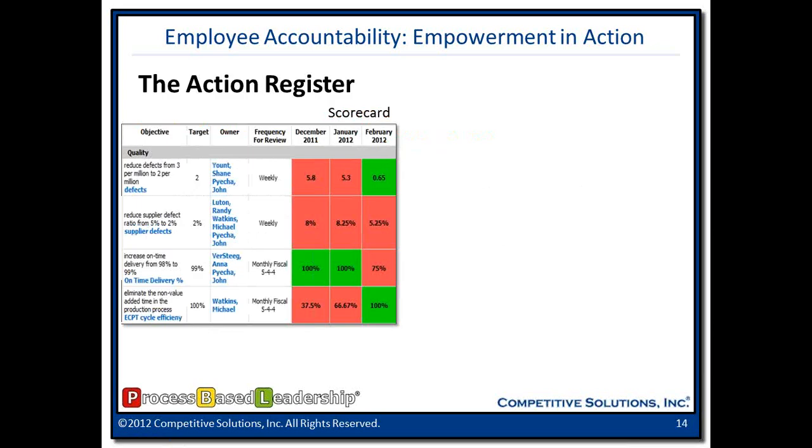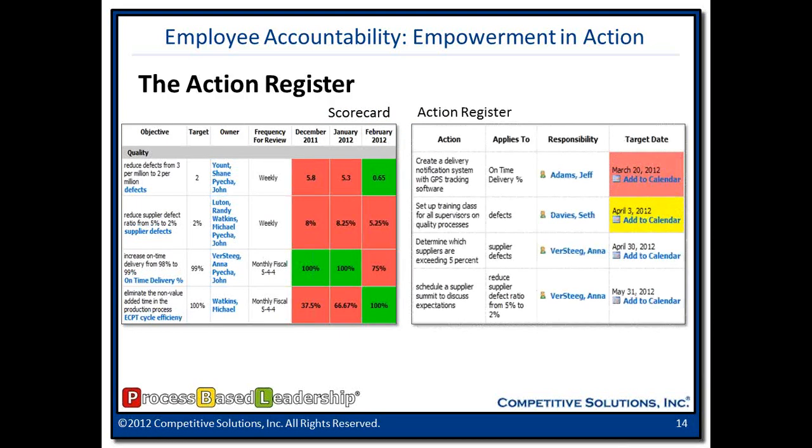So you'll see here's my scorecard. Here's my quality focus areas. You'll see some red on there, very visual. There's my action register. So let's link this, tie this together. Look at this arrow. It comes in, supplier defects. First thing they're going to do is look at which ones are exceeding it. And then on-time delivery, we've got to come up with a delivery notification system. So that direct linkage between the scorecard and the action register helps drive better business results.